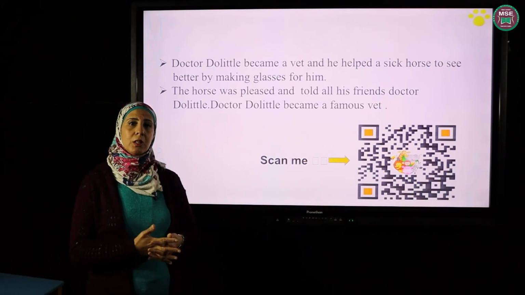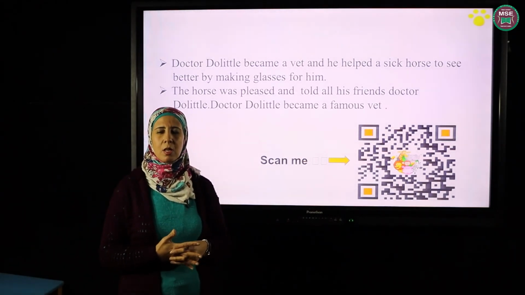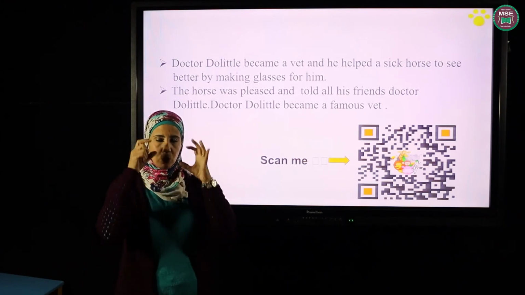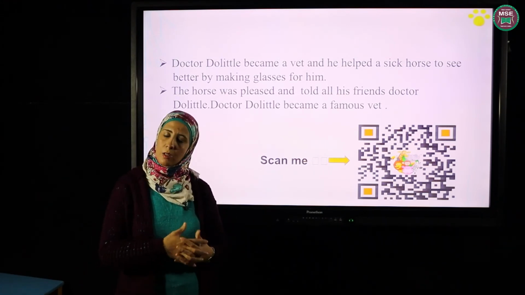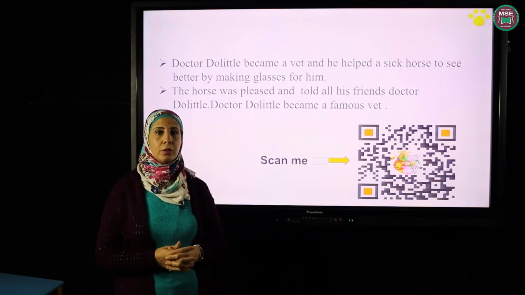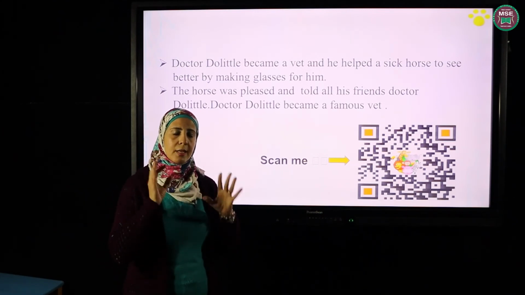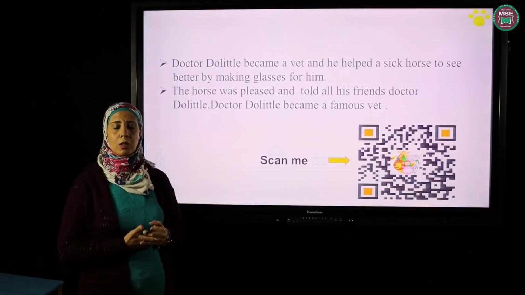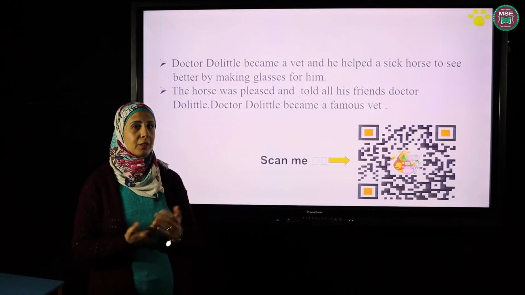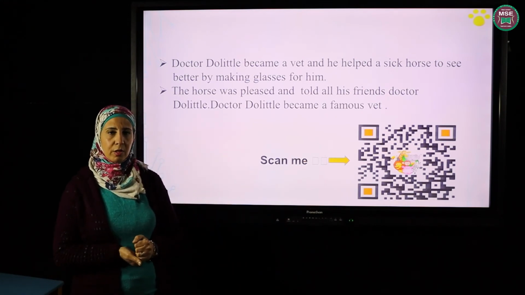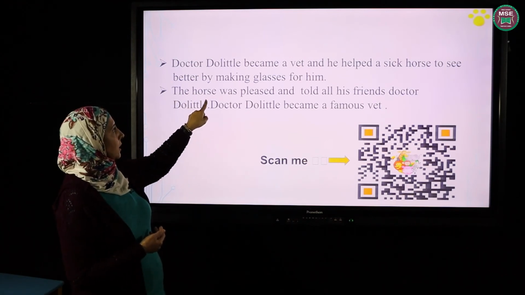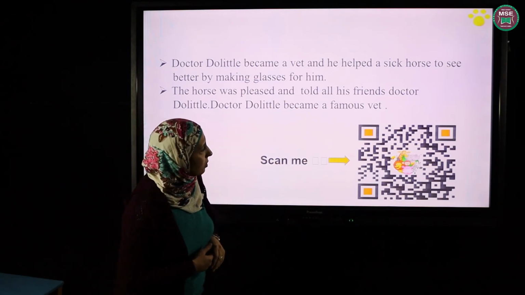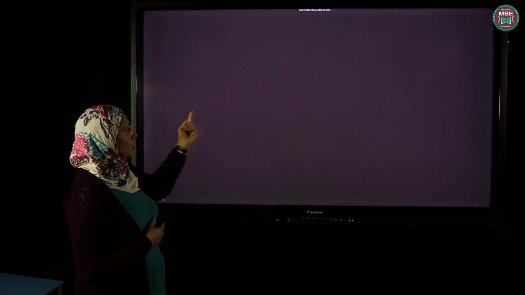If you can't see well and you visit a doctor, so what will happen if you start using your eyeglasses? Okay, your eyes will be better. You will see well. This is what happened exactly with the horse. So instead, the horse wanted to say thank you to Dr. Dolittle. But how? How can he say thank you to this doctor? He did that. The horse was pleased. Pleased means happy. And he told all his friends about Dr. Dolittle.